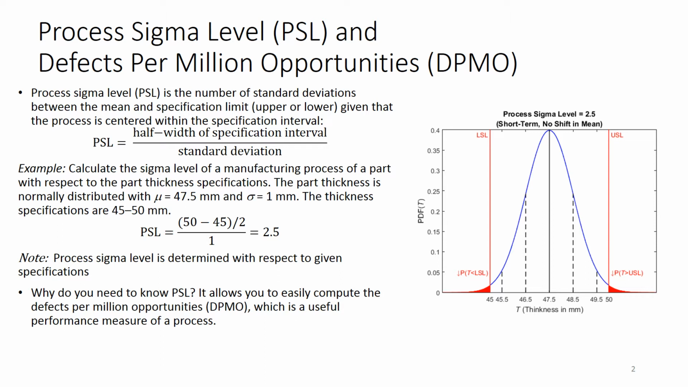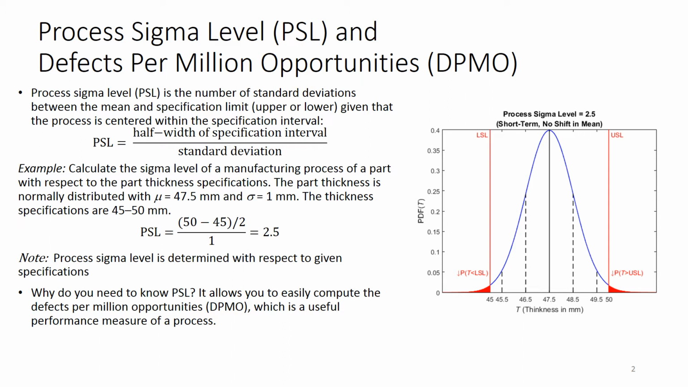Now let's look at the example and calculate the sigma level of a manufacturing process of a part with respect to the part thickness specifications. The part thickness is normally distributed with a mean of 47.5 mm and standard deviation of 1 mm. The thickness specifications are 45 to 50 mm.